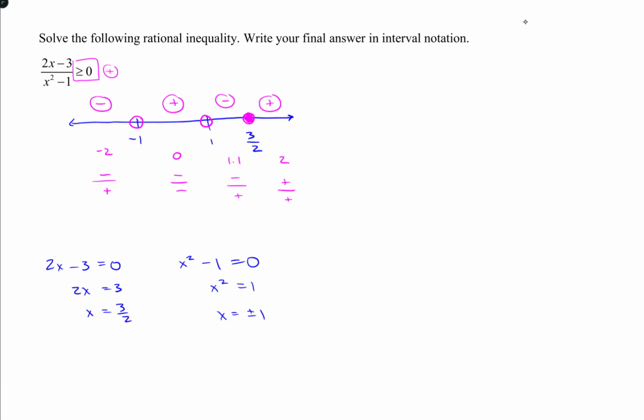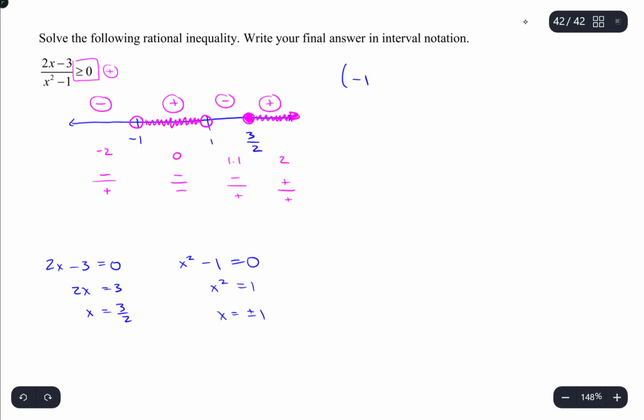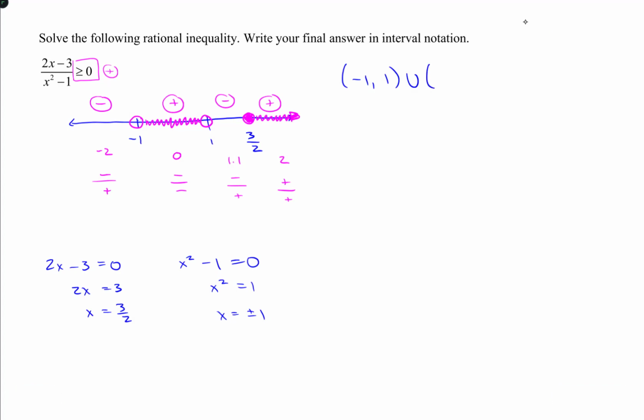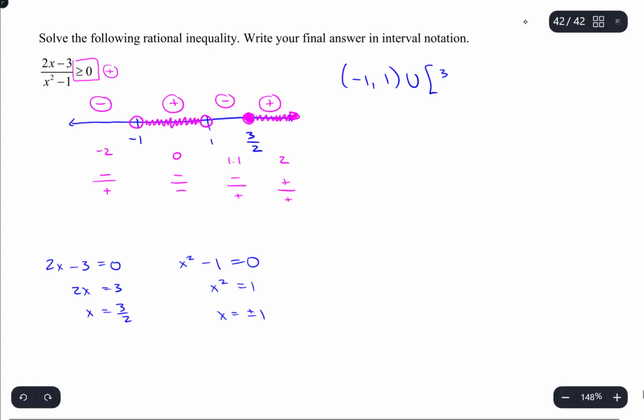Okay, so the intervals that are positive would be this one and this one as well. So my final solution here would be the interval from negative 1 to 1, both exclusive, and then union, 3 halves inclusive to positive infinity.